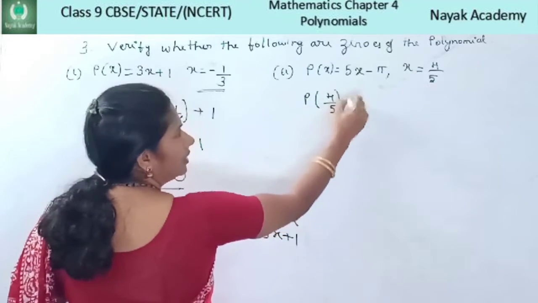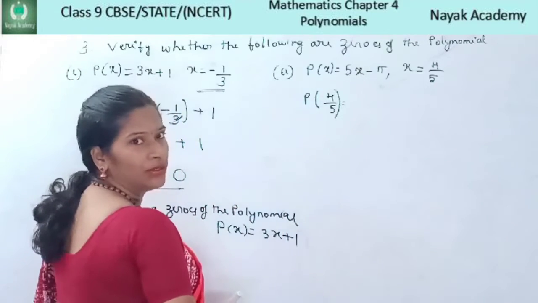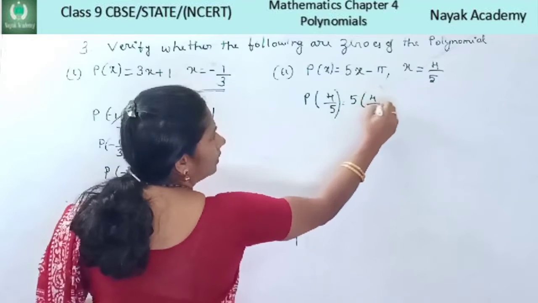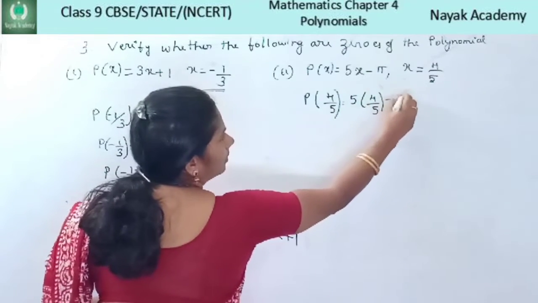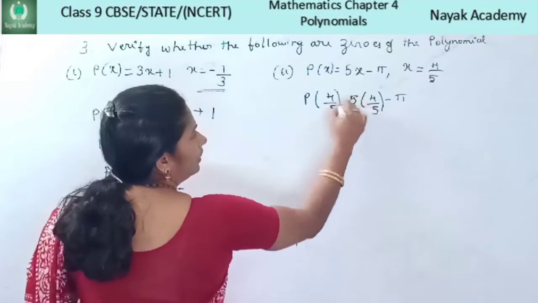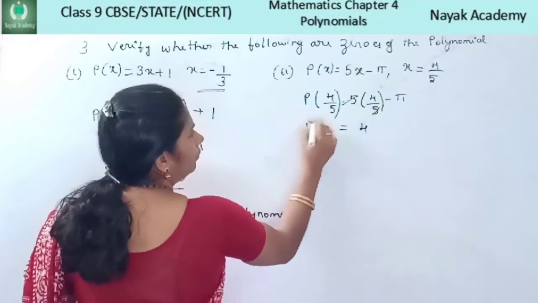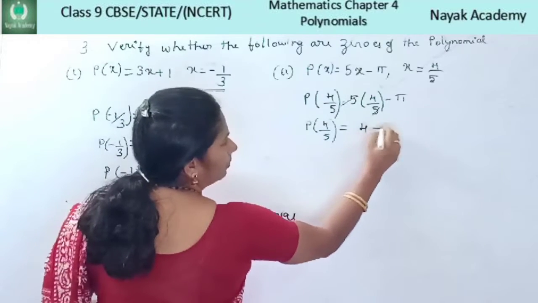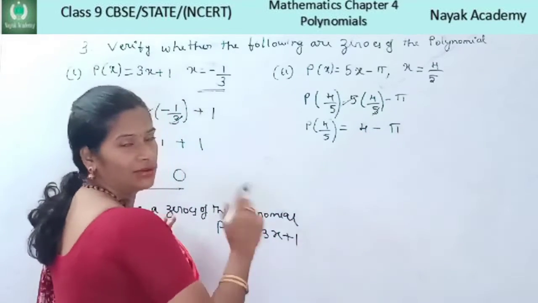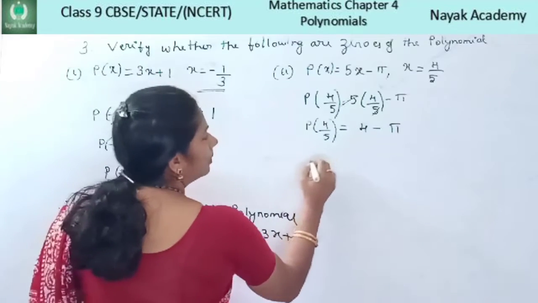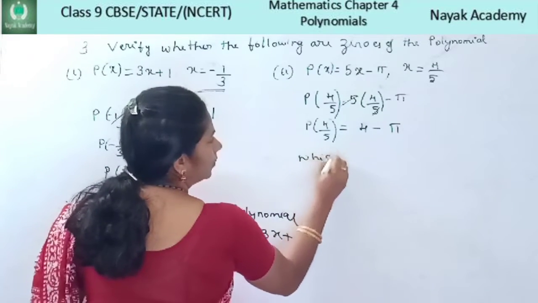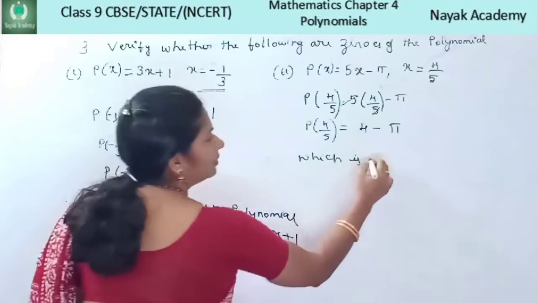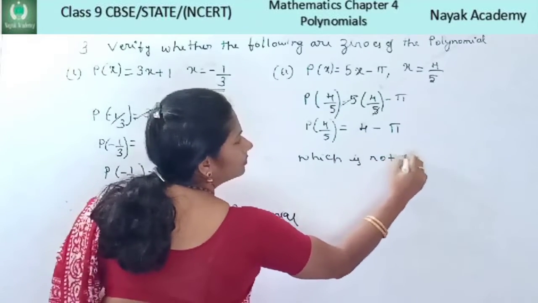So what we have to do, children? In place of x, you substitute the value as 4 by 5. 5 into 4 by 5 minus pi. So 5 gets cancelled. So P of 4 by 5 is equal to 4 minus pi, which is not equal to 0. P of 4 by 5 value is 4 minus pi, which is not equal to 0.